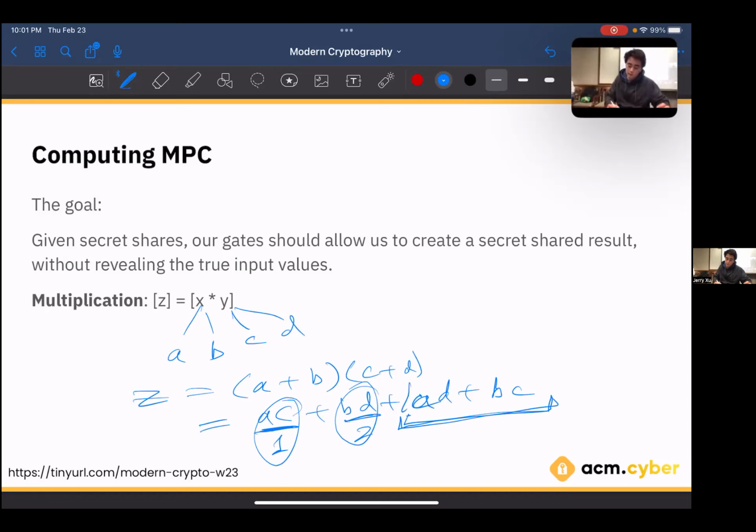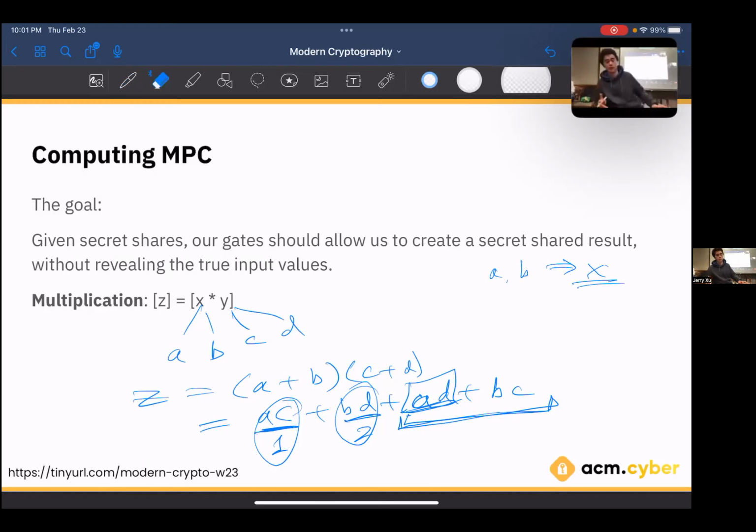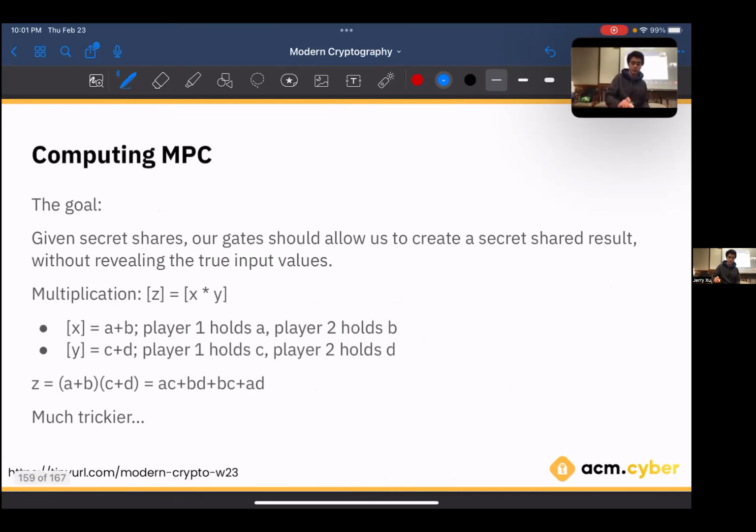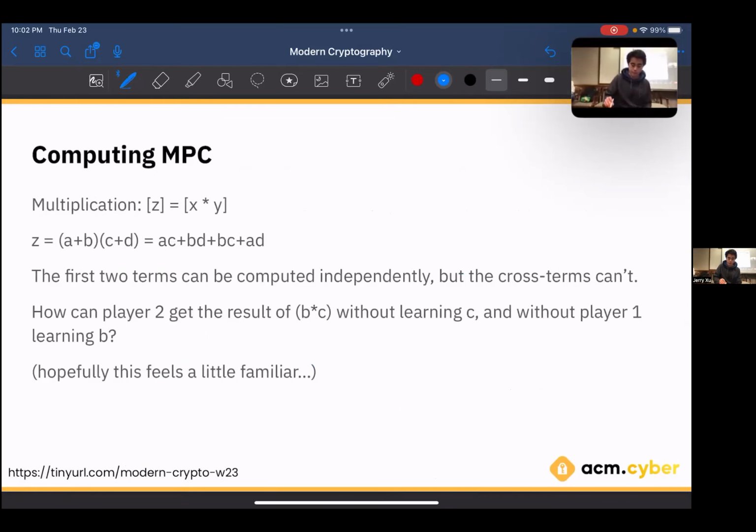If we want player two to end up with AD, then it seems like the most straightforward way to do this is just for player one to send A. But if player one sends A, then player two knows A and B, and that allows them to know X. So that's revealing an intermediate value, which is a big no-no. So we have to find some way, essentially, to get player two the result of B times C or A times D without learning C or A, and without player one learning B.